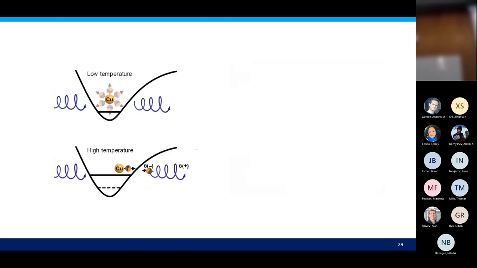Okay, so think about the following situation. We have copper. Copper is paramagnetic, we all know. But the copper is in a high potential, and that's extremely important.